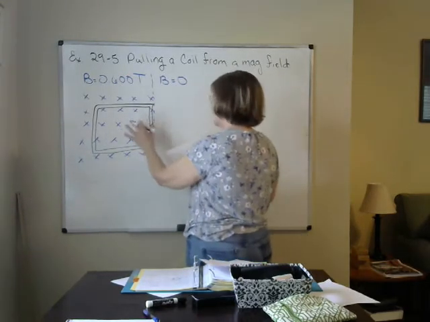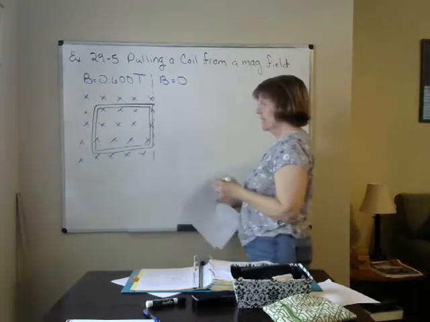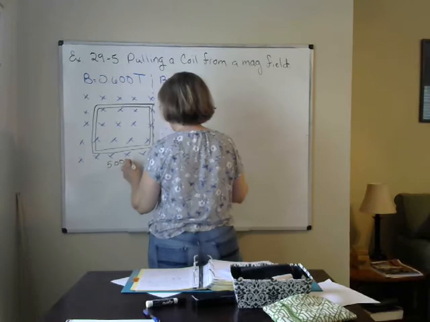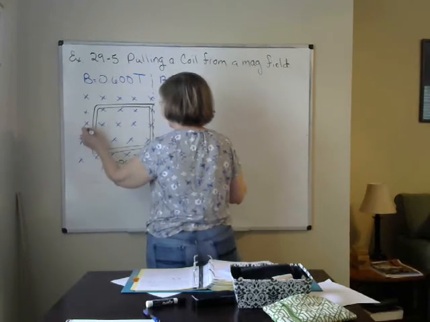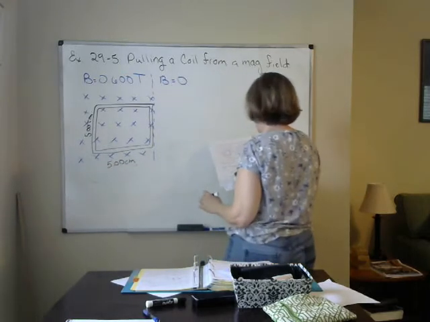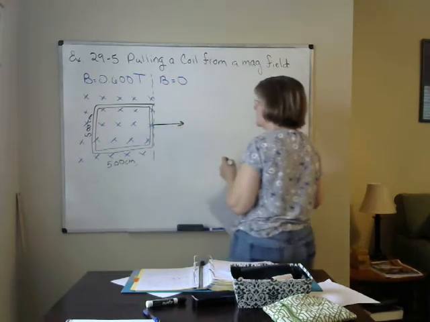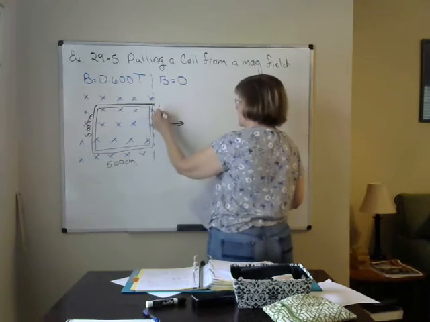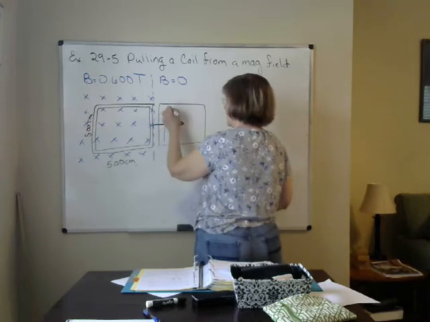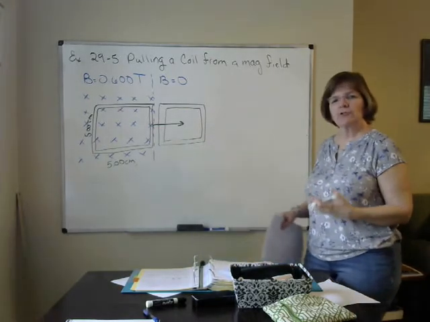Initially, you can see that the flux, the area in the magnetic field, is the entire area of this square. And this is a 5 centimeter square on each side. We're going to take this and exert a force and pull it so that it ends up over here. When we do that, the amount of flux through that loop is going to change dramatically.